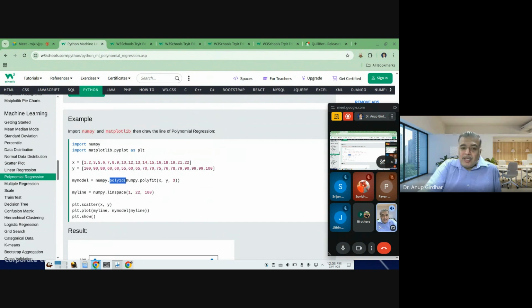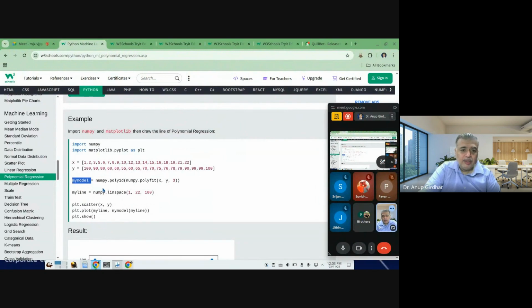numpy.poly1d. So we are trying to convert that data set using the poly1d method with numpy.polyfit, and under polyfit we are supposed to give some dimensions. Okay, x and y coordinates. Now, based on that, we create a model.